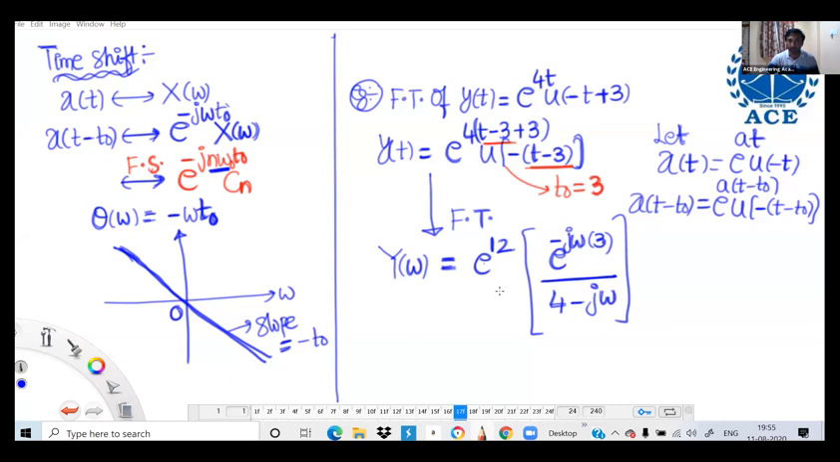Most of the fellows will miss this multiplier. Problem is gone. Be careful, sir. In the exponential power also, we need the shift. Then only you can apply the property, which is not there in the given signal.